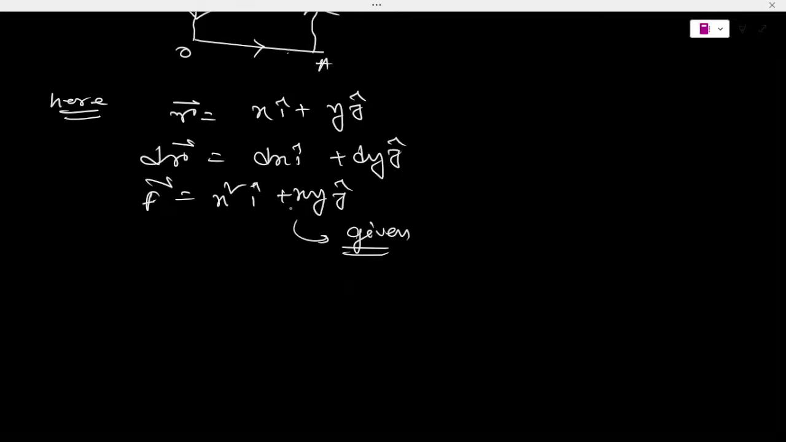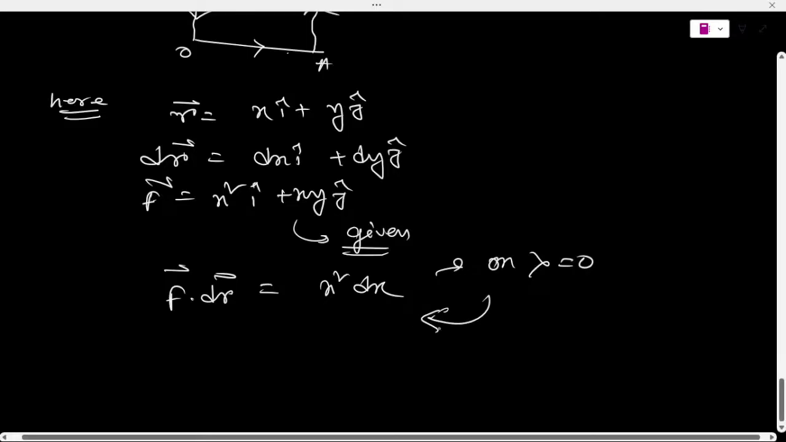Okay, and this is given. After that, as per f dot dr, it will be x square dx on y equal to 0. When y is equal to 0, f dot dr is equal to x square dx.